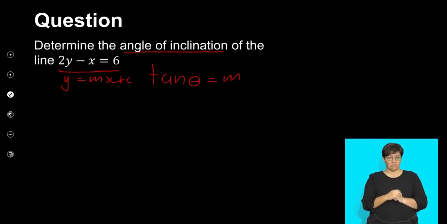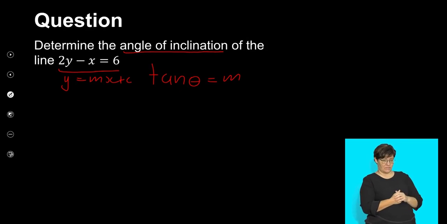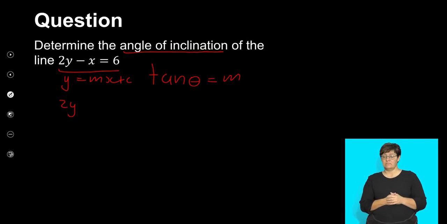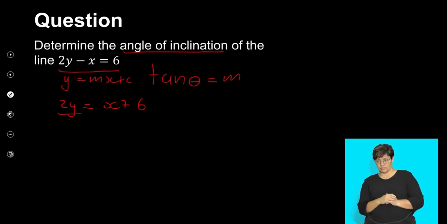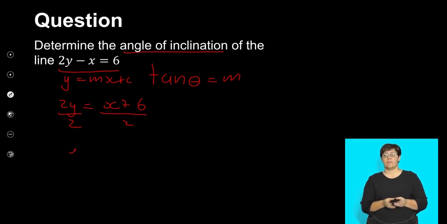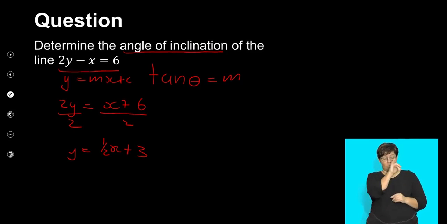What do I need to do? All I need to do is get y alone on one side. Currently, the x is on the same side as the y, and so I'm going to take it to the other side. I'm going to add x on both sides, and I'm going to get x plus 6. Then the y is still not alone. There's a 2 with it, and so I'm going to divide both sides by 2, and I'm going to get y is equal to a half x plus 3. Wonderful.